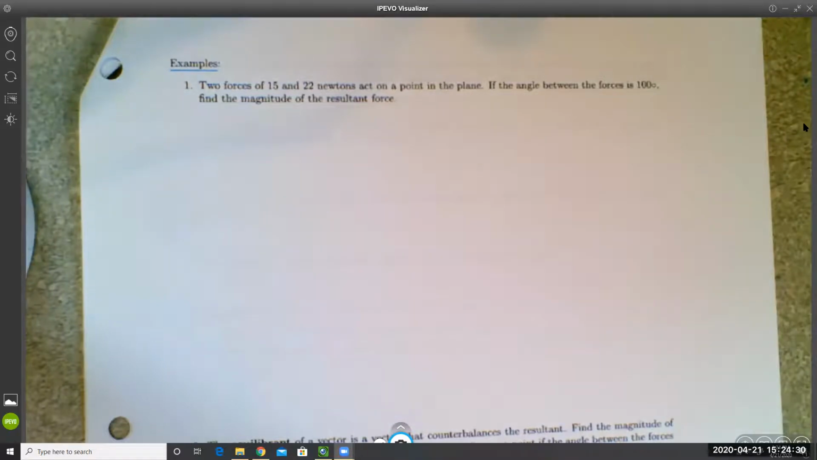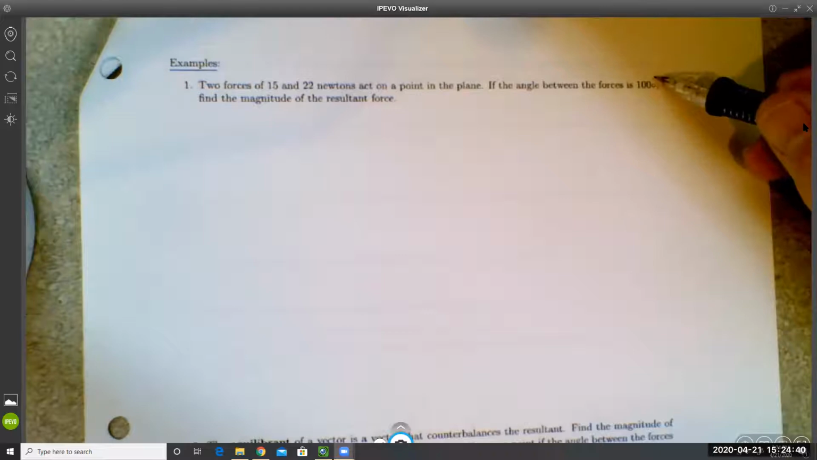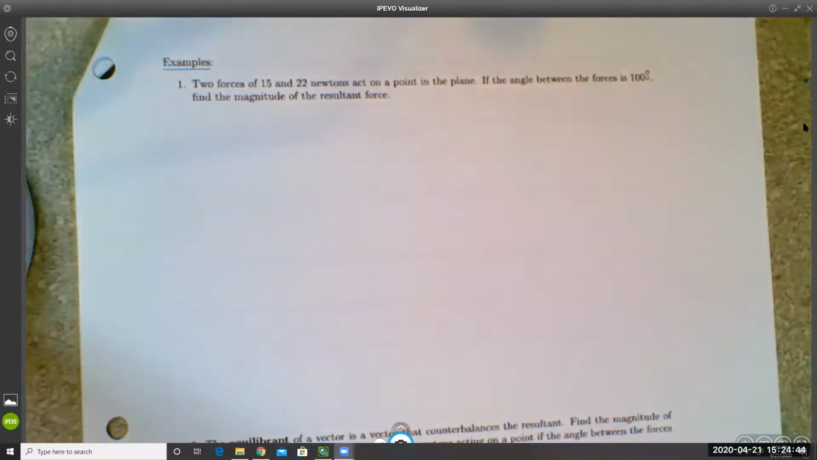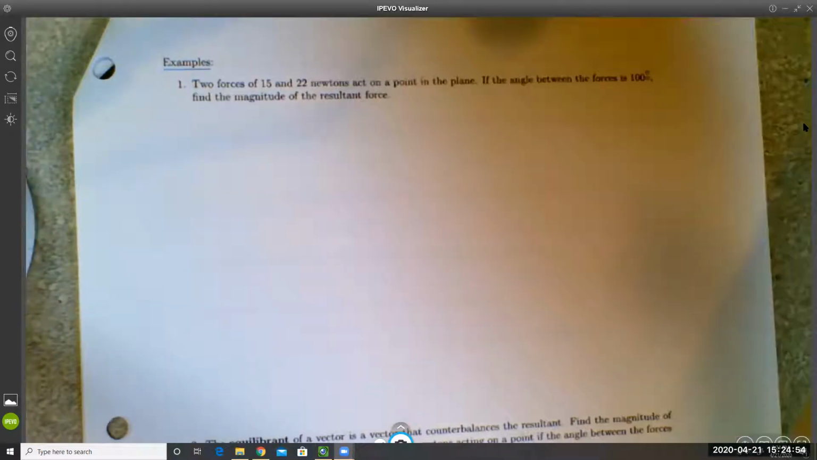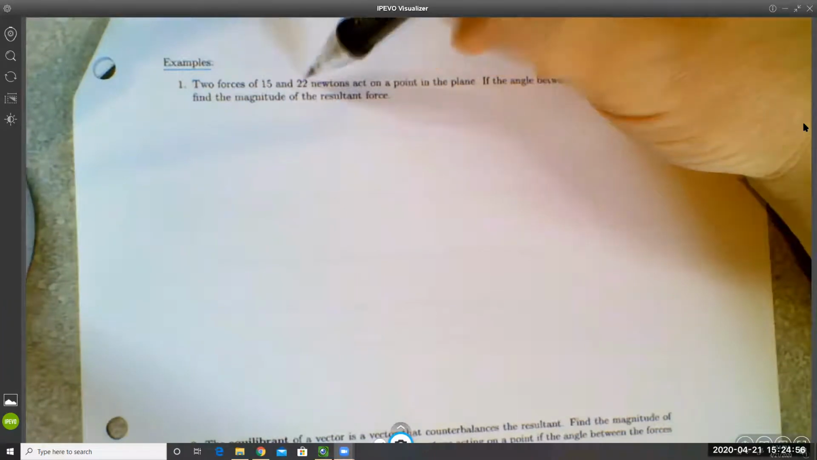So it says 2 forces of 15 and 22 newtons act on a point in the plane. If the angle between the forces is 100 degrees, I don't know why that circles down so low. I probably made some kind of mistake when I was typing this up. Anyway, if the angle between the forces is 100 degrees, find the magnitude of the resultant force. Okay, so we have 2 forces, 15 and 22 newtons.